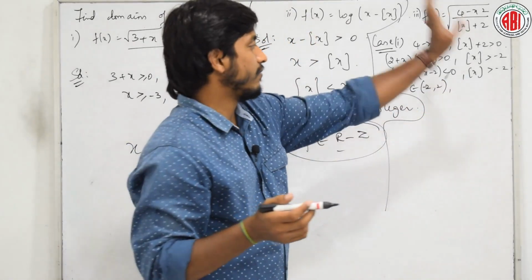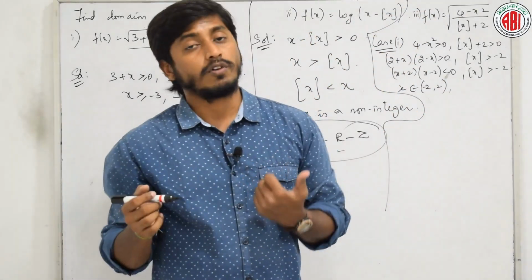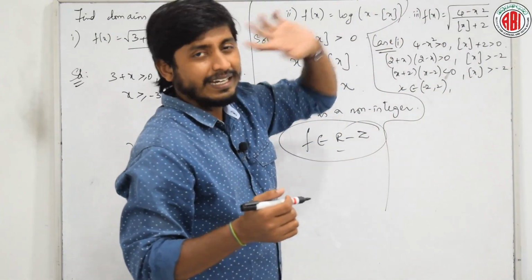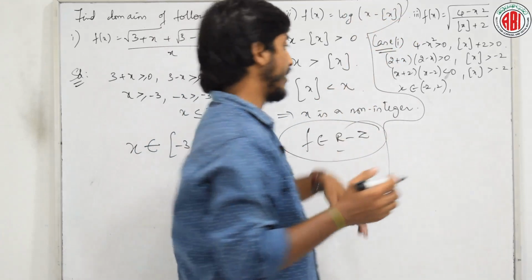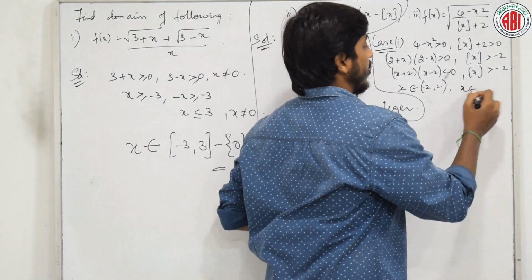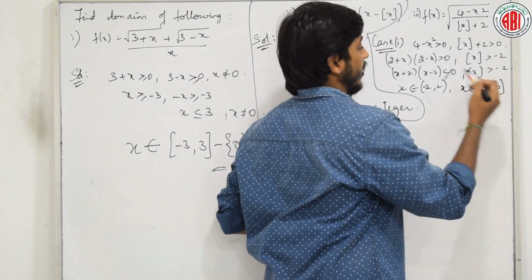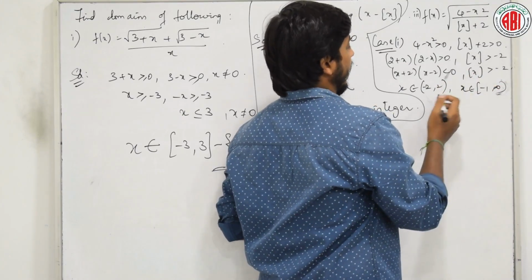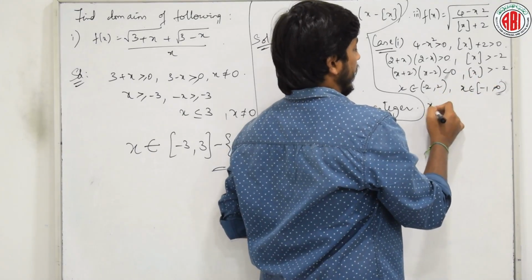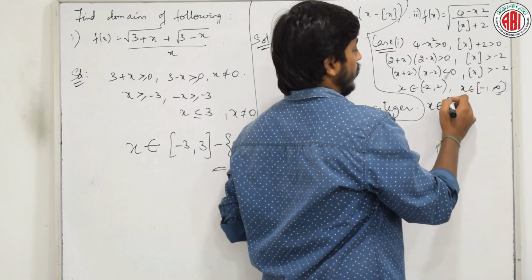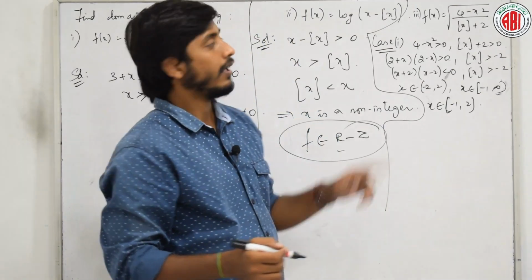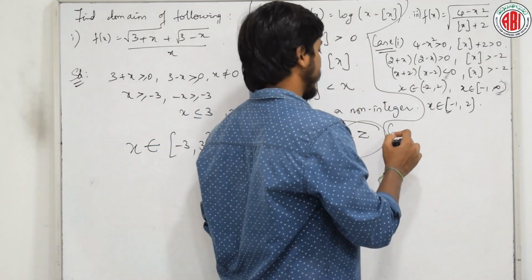However, it is greater than -2. It's fine. What does that mean? Since it starts at -2, it can have the value just before that. That is, x belongs to (-1, infinity). So, by including these two, I can write it as x belongs to (-1, 2). Clear? Let us take the second case.